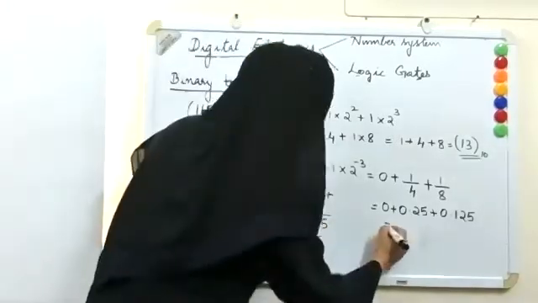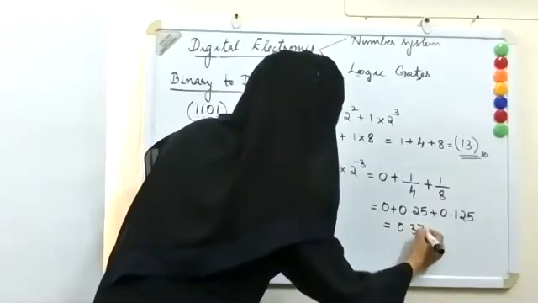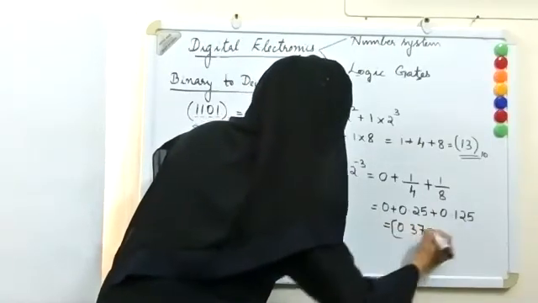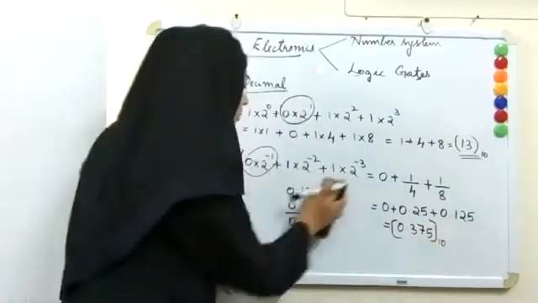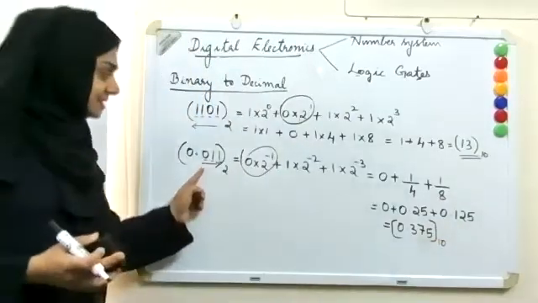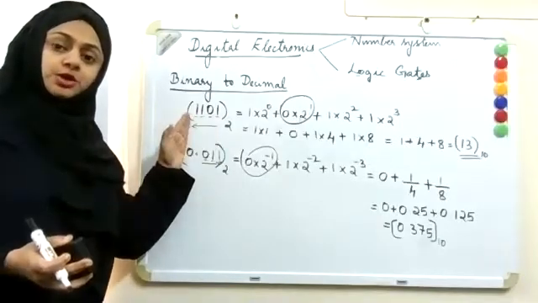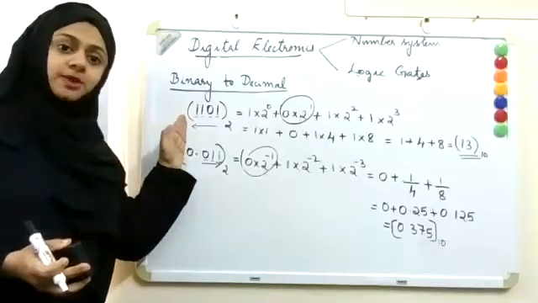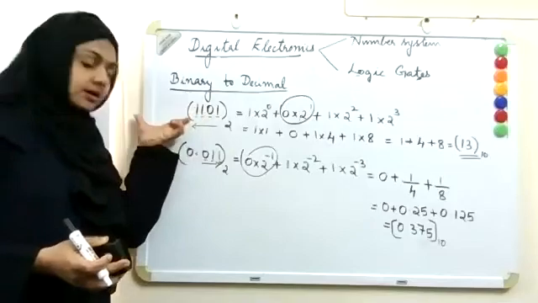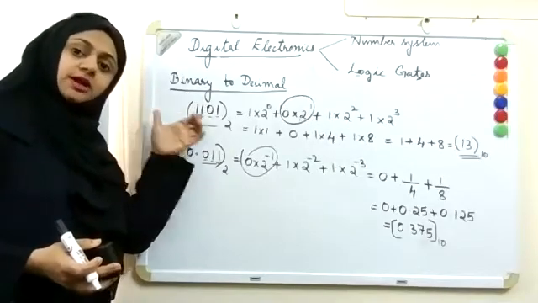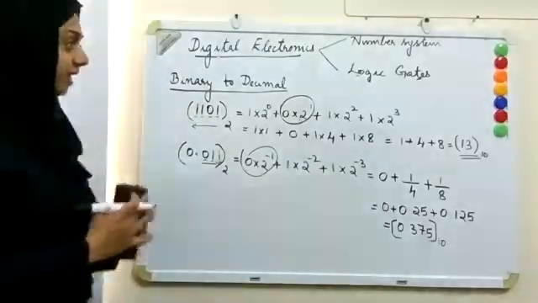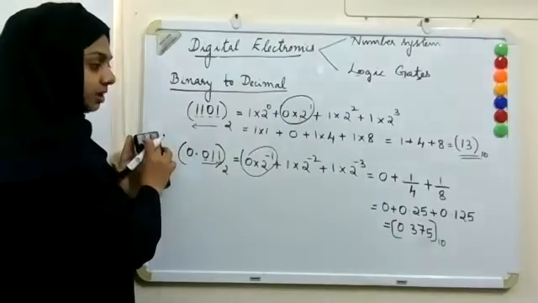Got it? So this is equal to 0.375 to the base 10. So you got how to convert the decimal part and the other part without decimal. So can I write a binary number with a decimal part and the other part? And will you tell me how to convert?